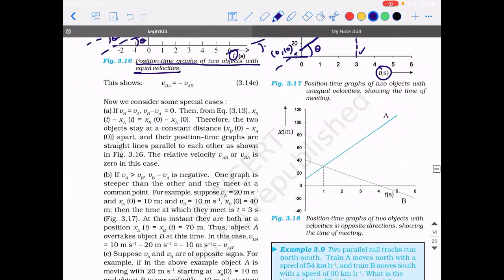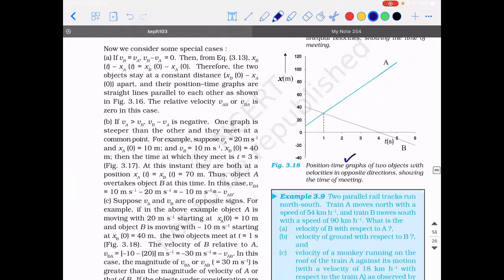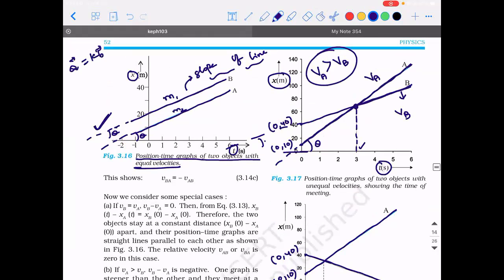Similarly, if I talk about the position time graph of two objects with velocities in opposite directions and showing the time of meeting, then what is going to happen? There is a particle which started at 0, 40, and there is a particle A which started at 0, 10. So B is moving in the direction opposite to that of A. So what will happen, guys? They are again going to meet, but this time they will meet even before 3 seconds.